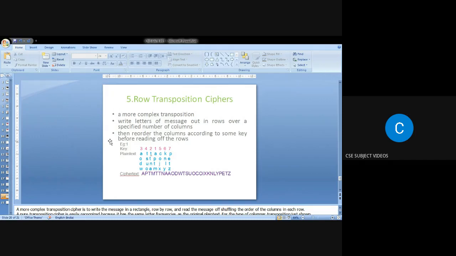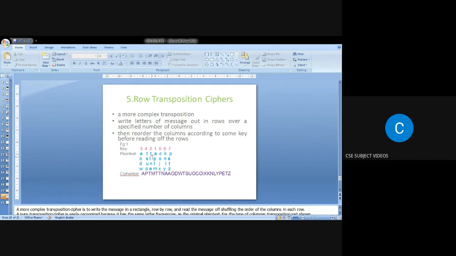Here the key given is 342157. Now we have to arrange the plain text in the form of a matrix. The key has 7 digits, so you have to arrange all the letters of the plain text in 7 columns.